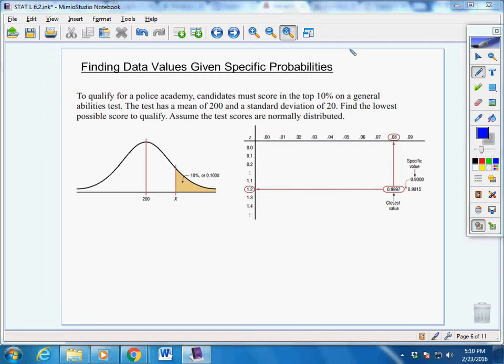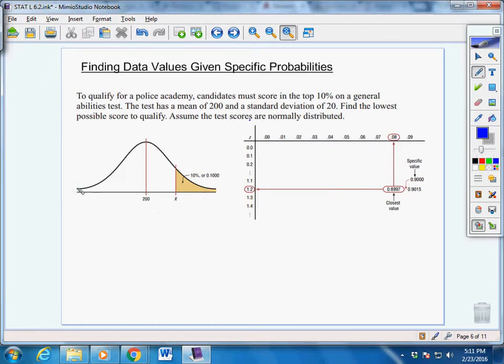It says, to qualify for a police academy, candidates must score in the top 10% on a general abilities test. The test has a mean of 200 and a standard deviation of 20. Find the lowest possible score to qualify, and we're assuming, of course, it's normally distributed. I really do encourage you to sketch a little picture of the standard normal curve, because what we want is the top 10% on the test. The top 10% is going to be right here. It has a mean of 200, standard deviation of 20.